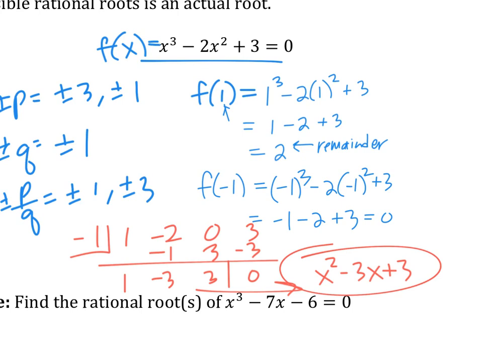2 and negative 3 would be in the numbers that would work. Yes. Okay. Yeah, that's correct. So you can't factor. Right, because there are no more rational roots. There's only irrational or complex.